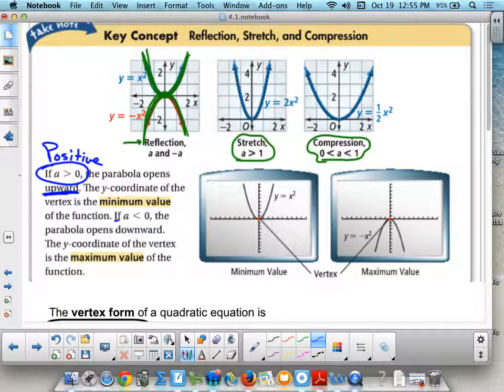Okay? If A is less than 0, what's that mean? It's negative. If your A value is negative, the parabola opens which way? Downward. The y-coordinate of the vertex is the maximum value of the parabola. I know what I just said to you. Probably confused some of you.